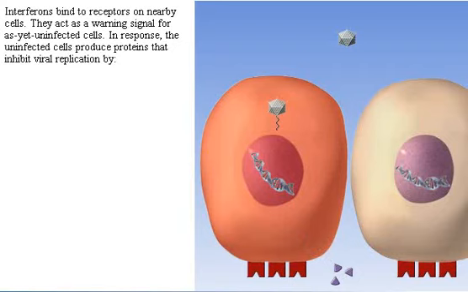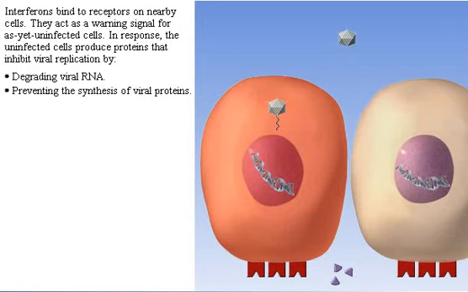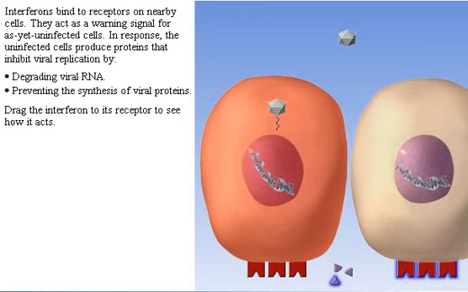Interferons bind to plasma membrane receptors on nearby cells. They act as a warning signal for as-yet uninfected cells, telling them that there is a virus on the loose. In response, the uninfected cells produce proteins that inhibit viral replication. These proteins act by degrading viral RNA and by preventing the synthesis of viral proteins. Drag the interferon to its receptor to see how it acts.